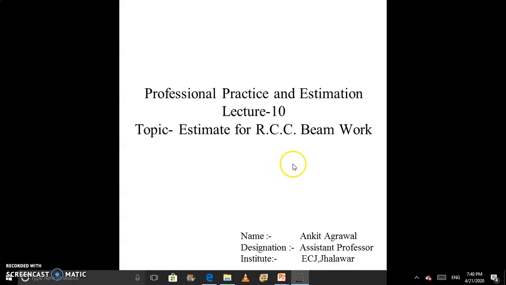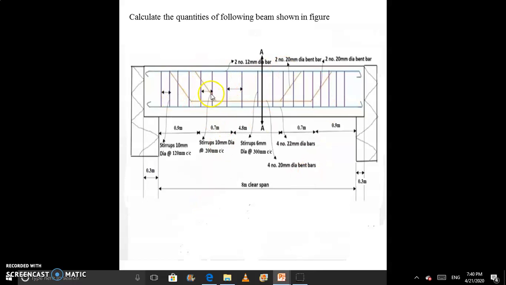So here we consider one example for finding the quantities for R.C.C beamwork. This is our example, in which we take one beam, and the various reinforcement bar diameters and center to center spacing are given. Here our beam is situated on a wall which is 0.3 meter in width. Here we have 10 mm stirrups at 120 mm center to center spacing, 10 mm stirrups at 200 mm center to center spacing, and 6 mm stirrups at 300 mm center to center spacing.